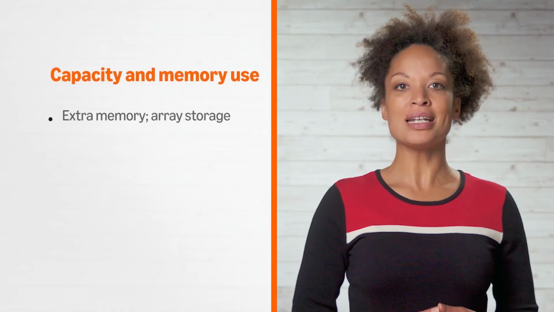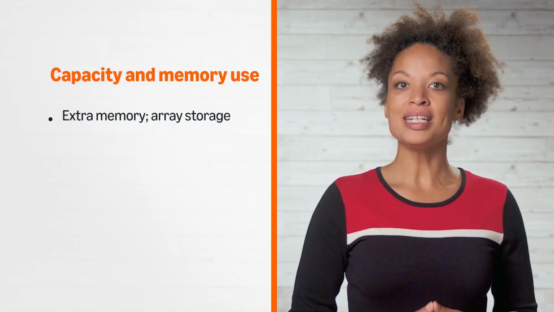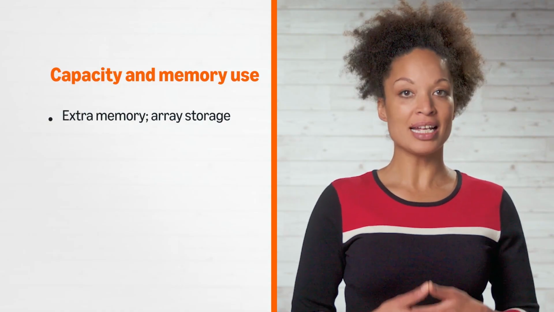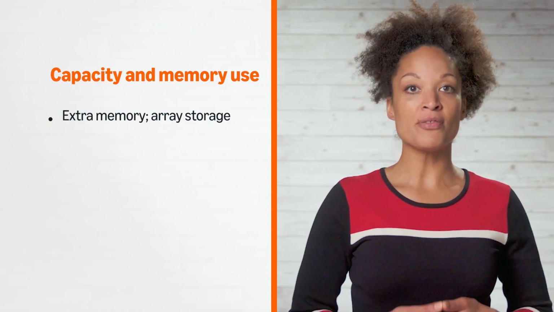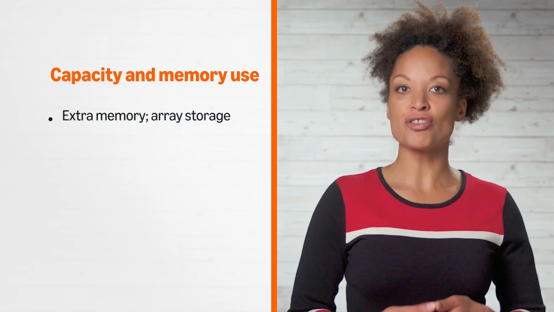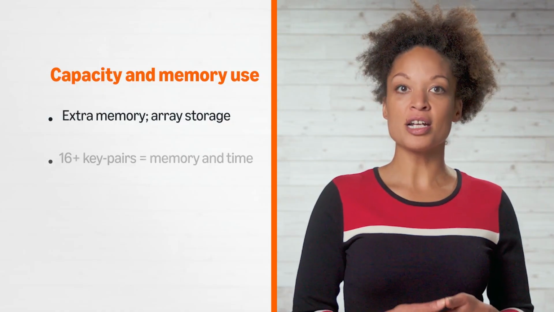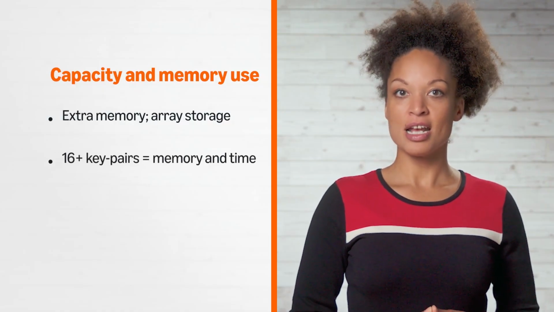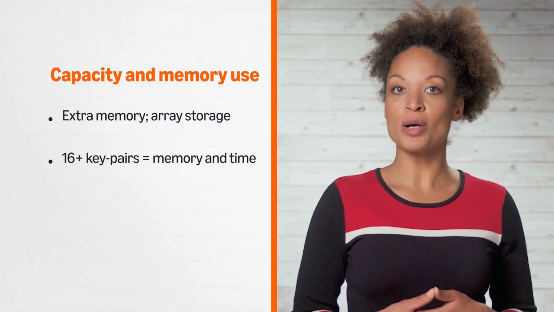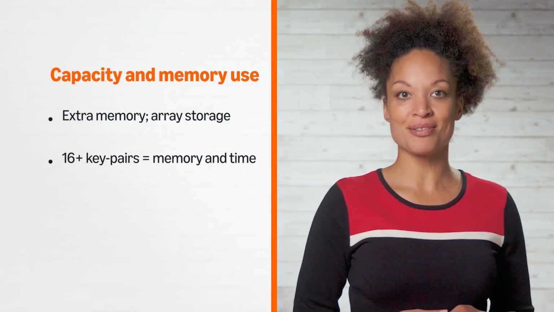In order to know when to implement a hash map, you'll need to understand how it uses memory and storage. To operate efficiently, HashMap uses extra memory and stores data in an array. A hash map starts with a capacity of 16, meaning it can initially hold up to 16 key value pairs.